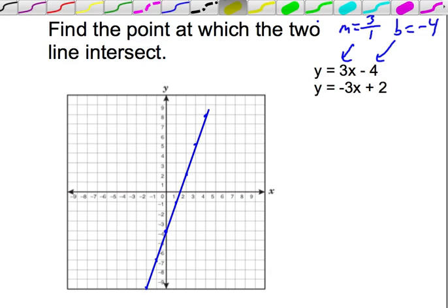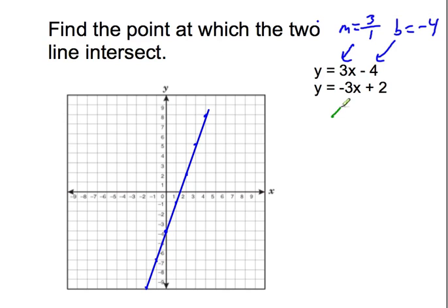And the second line, we have slope equals -3 out of 1. Y-intercept equals 2, so I'm going to start with the y-intercept of 2. Slope is -3 out of 1, so that's down 3, right 1, down 3, right 1, and so forth. And in the opposite direction too, up 3, left 1. Okay, then I'm going to draw my line, and you can already see where they intersect.